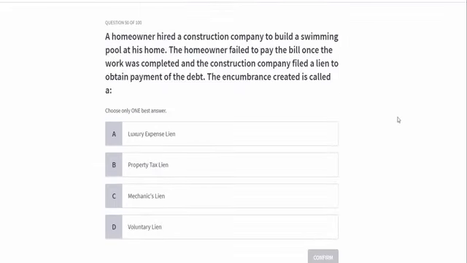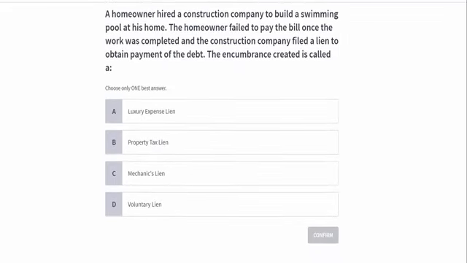All right, next one, 50. A homeowner hired a construction company to build a swimming pool at his home. The homeowner failed to pay the bill once the work was completed, and the construction company filed a lien to obtain payment of the debt. The encumbrance created is called what? Is it A, a luxury expense lien, B, a property tax lien, C, a mechanics lien, or D, a voluntary lien? I'm going to give you guys some time to figure this one out, starting now.